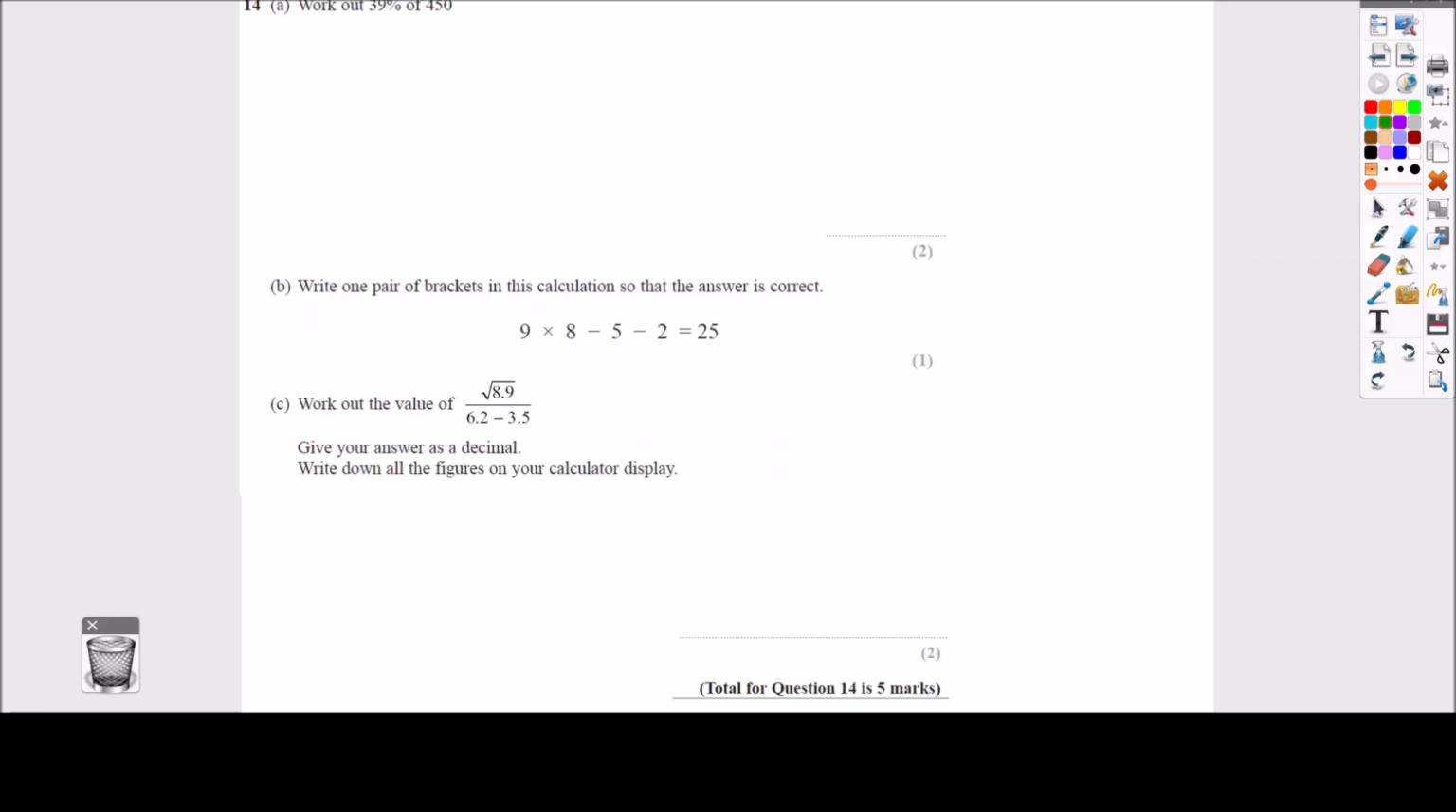Question 14. So to work out 39% of 450, just literally do 39 out of 100, which is 39%, and multiply it by 450. Okay, so 39 divided by 100 equals 0.39. Multiply that by 450, and we get 351 over 2. Press the SD button, we get 175.5.